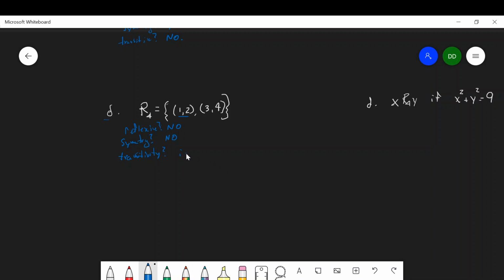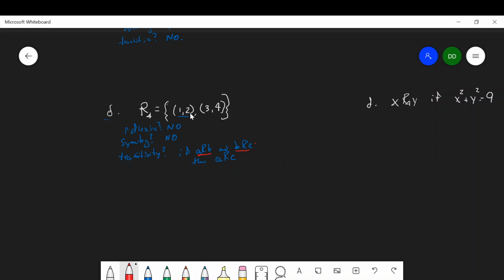Remember, this means if A is related to B and B is related to C, then A is related to C. So I need to check all occurrences of these two things happening. So if I can find two pairs, such that A is related to B and B is related to C, then I need to check that A is related to C. Okay, so let's see if we can find such a triple.